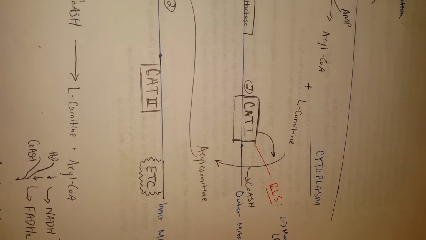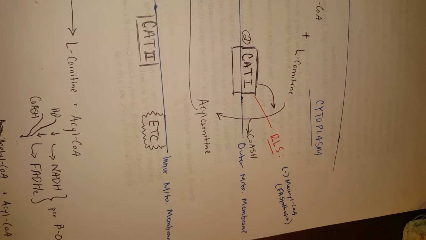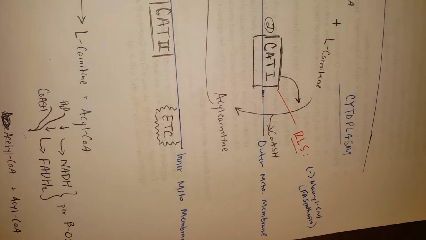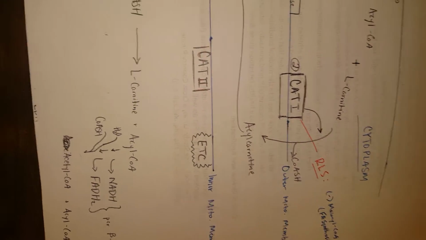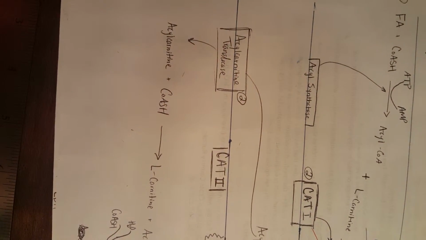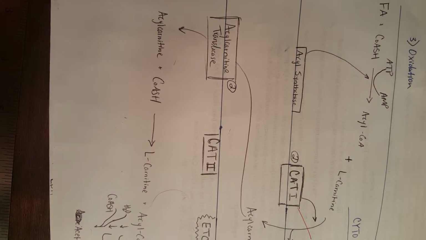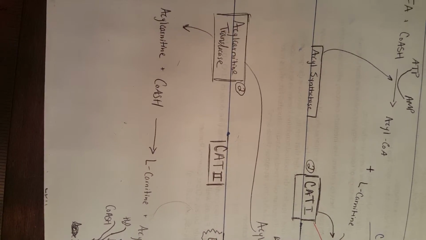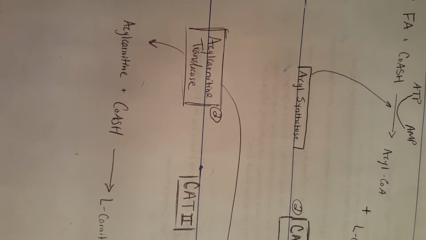So we use acyl CoA plus L-carnitine through the use of CAT1. We pull the CoA molecule back off, and it stays in the cytoplasm. And we form acyl carnitine, which then crosses over the outer mitochondrial membrane, and it goes all the way over to acyl carnitine translocase, which is still part of the second function of beta oxidation, which is transport.